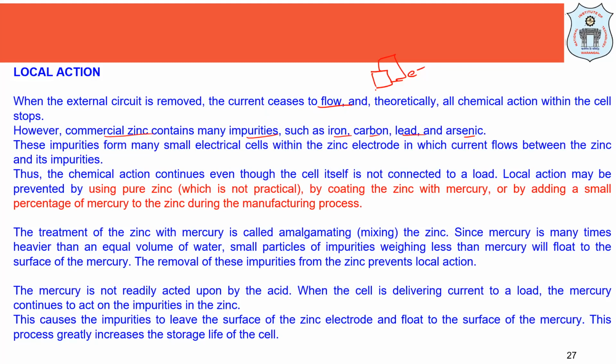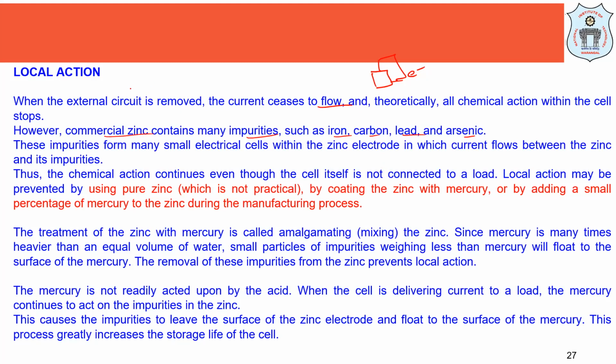Okay. But that is what theoretically is supposed to happen. Theoretically, even the chemical action within the cell should stop. But when there is sufficient impurity present in the system, even though we switch off the system, the chemical action will continue. So even though it is not loaded, there will be a continuous chemical reaction taking place. So that means there is a flow of electrons also, right? So that is called local action.